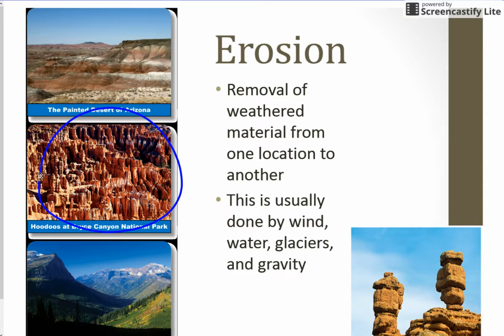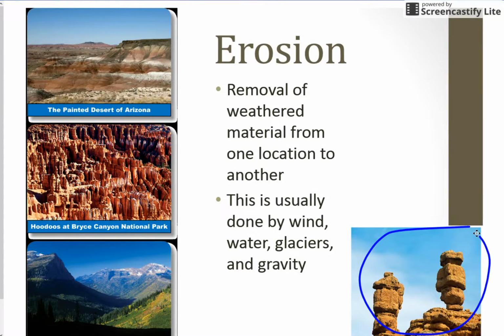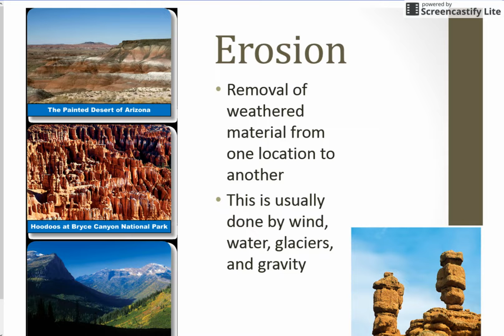Here, this landform and this landform as well was eroded away by wind and gravity as well. And what happened was the more resistant minerals in the rock were left behind. So that's why you get those funky structures.